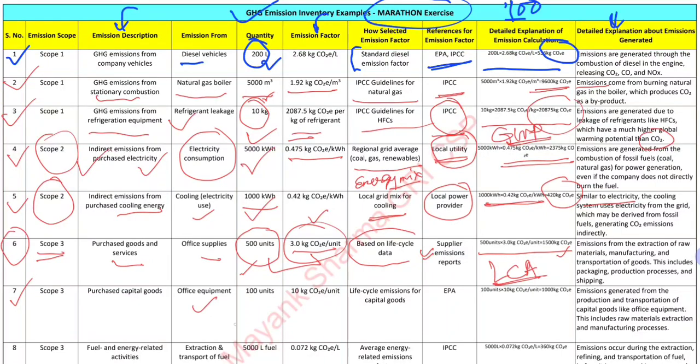So this is having office equipments, where a number of units are being purchased, like 100 units we took as an example, and this is the emission factor. Again, we are adopting the life cycle emissions for capital goods. This is sourced from EPA, Environmental Protection Agency in US, as an example we have taken here. And you see the calculation. So these are emissions generated from the production and transportation of capital goods like office equipments, and this includes raw material extraction and manufacturing process. So again, life cycle approach is adopted here.